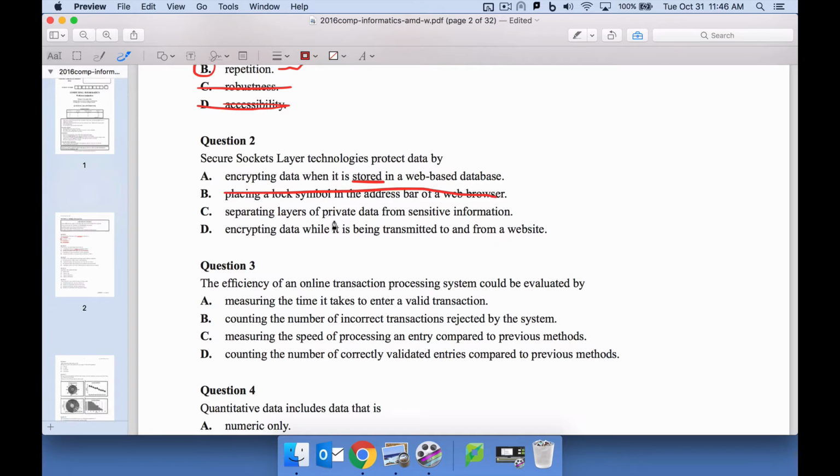C, separating layers of private data from sensitive information. SSL doesn't work by, or encryption doesn't work by, separating data. So that is probably not the answer either. D, encrypting data while it is being transmitted to and from a website. That is definitely the answer, because that's how encryption and SSL works.